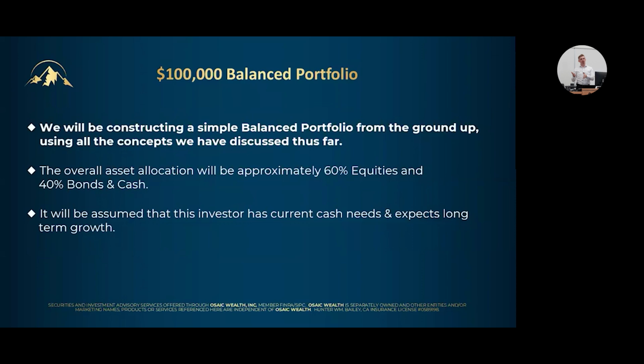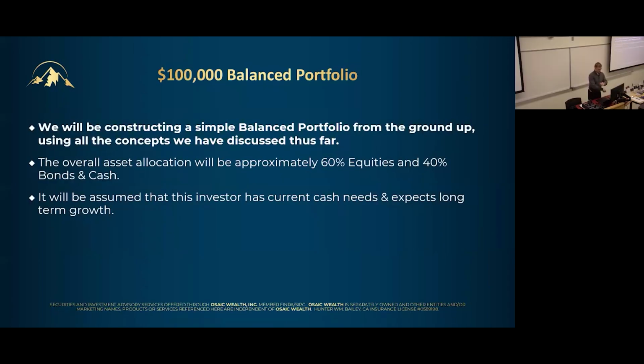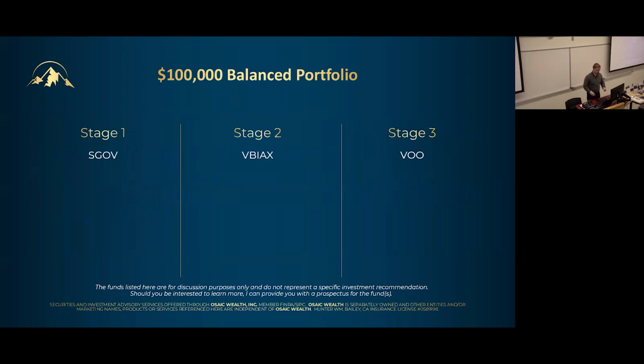And we're going to assume that this investor has some current cash needs. So there's some need to distribute, likely with required minimum distributions or some easy to wrap your head around concept. But they also are expecting that long-term growth. So we kind of want the best of everything in this portfolio, and we want to make sure that we're seeing all of that in there. So we're going to start with these 3 funds. What we've got first is SGOV, and then we've got VBIAX and VOO. So what are these? Let's talk about each of these individually, and I'll show you how they fit in there. Remember, stage 1 is short-term cash needs.